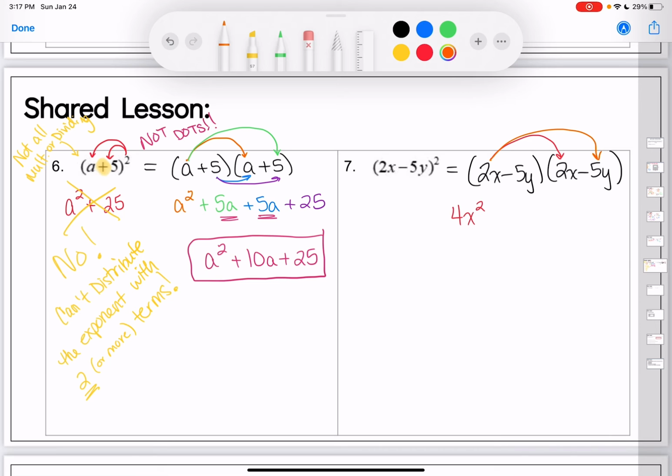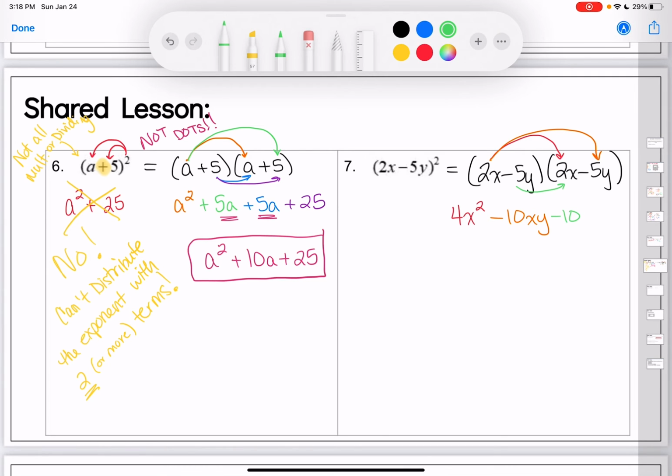2x times negative 5y is negative 10y. Oh, excuse me. I apologize. I wasn't really paying attention here. 4x squared, and then 2x times negative 5y should be negative 10xy, right? I apologize on that last one. Now I'm going to do negative 5y times 2x, which gives me negative 10xy.